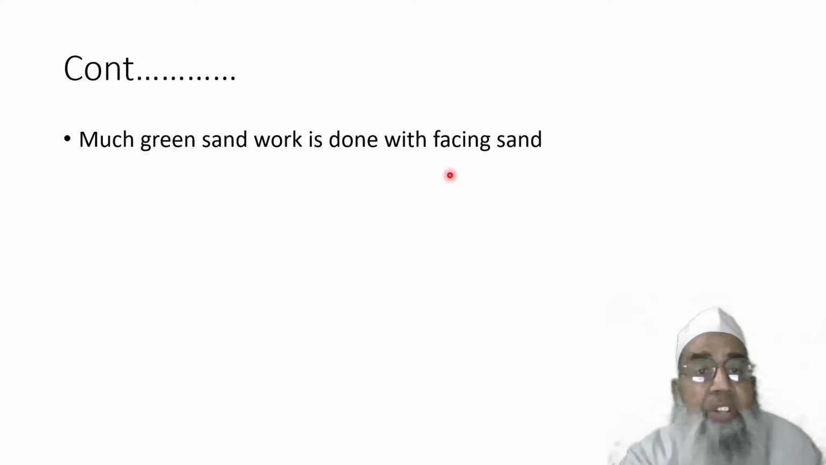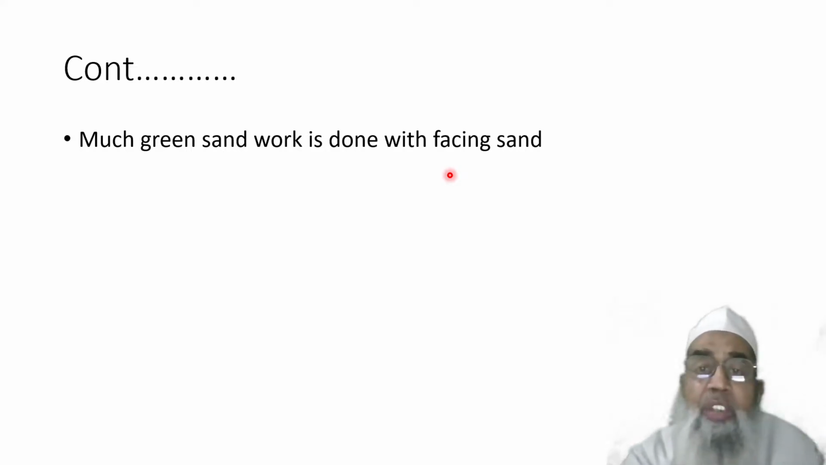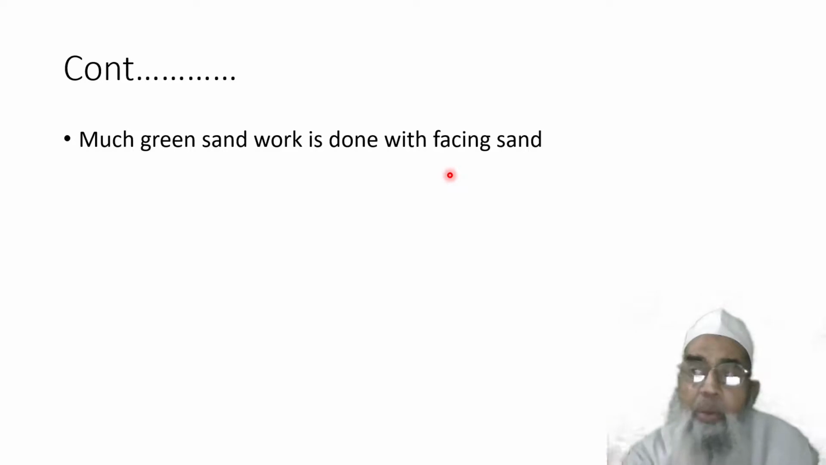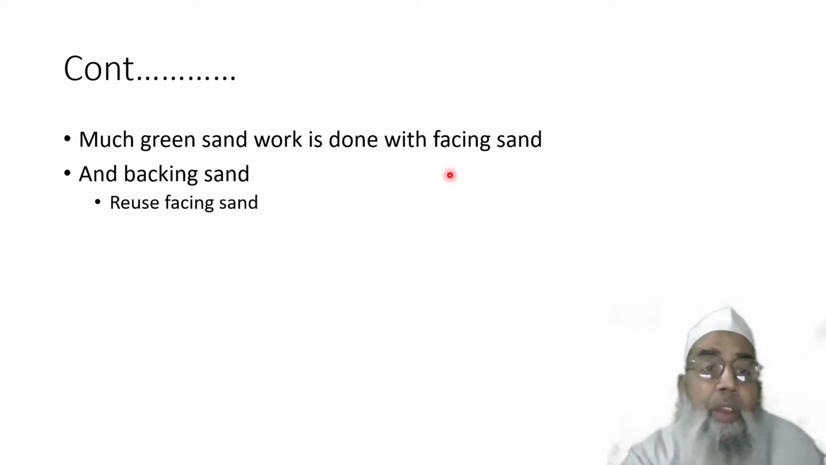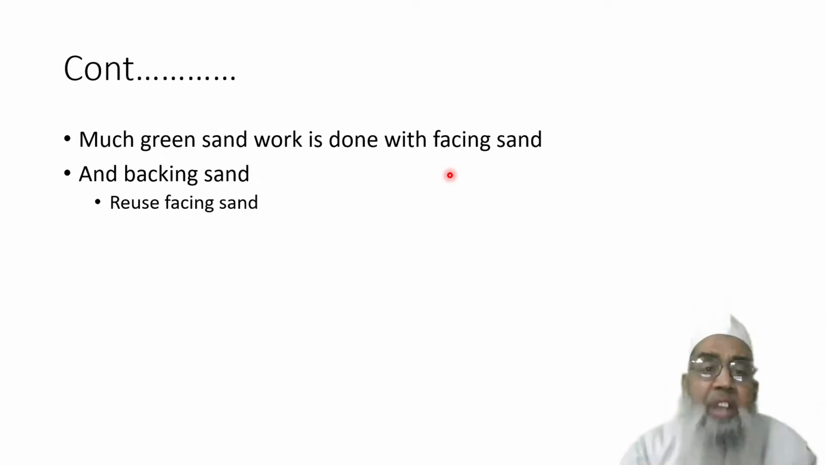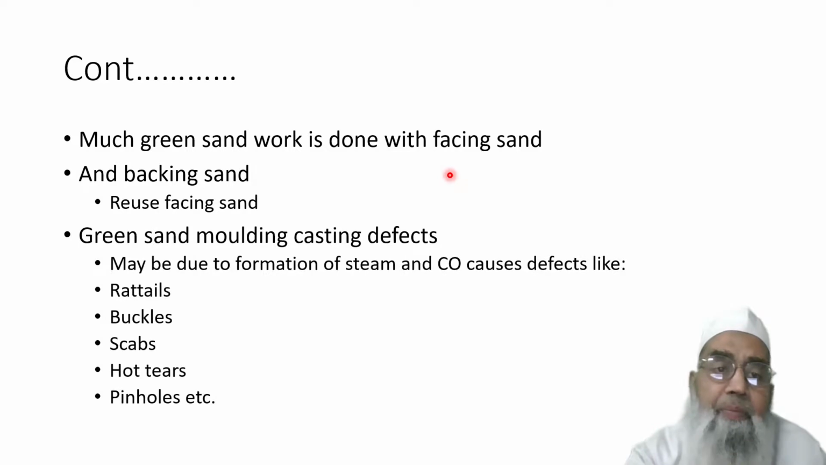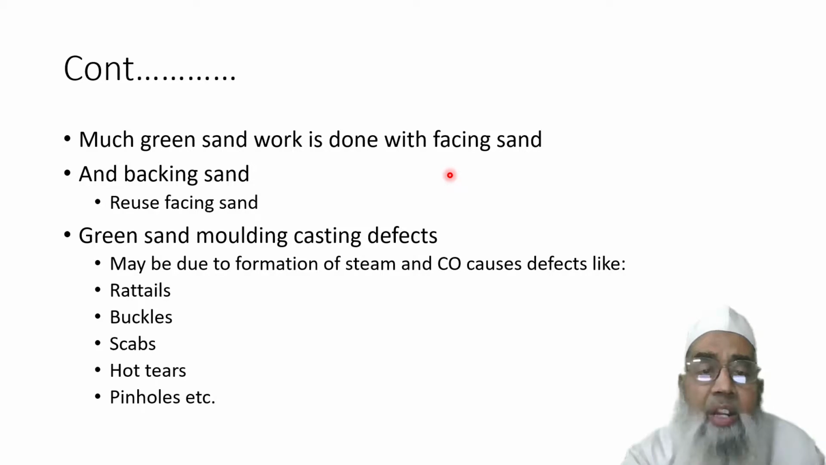Now, much green sand work is done with facing sand. Pure facing sand should be used, so that it can give a good surface. Other sand can be a backing sand, so that we can use facing sand and backing sand, so that it can withstand the load of the casting. Now, therefore, green sand molding casting defects may occur.